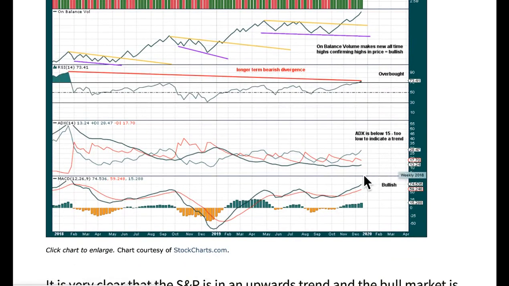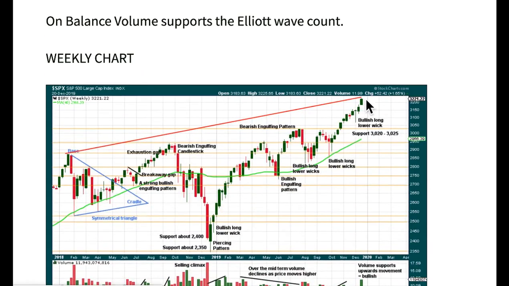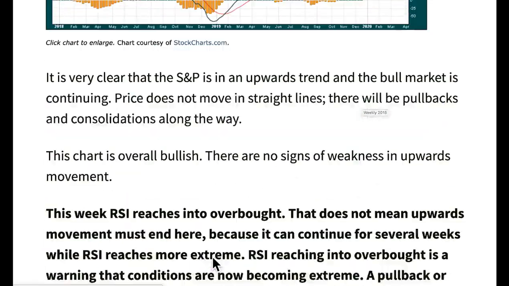ADX is too low to indicate a trend. If it rises to 15, the positive DX line is above the negative at the weekly chart level, ADX would then give us a signal that the market should be in an upward trend, which it obviously is. A series of higher highs and higher lows from this major low back here about a year ago now.